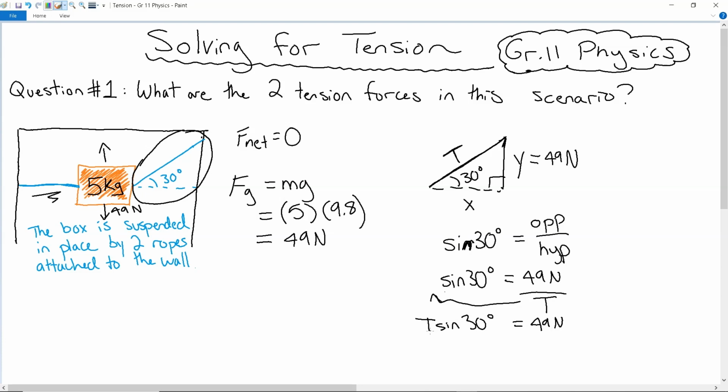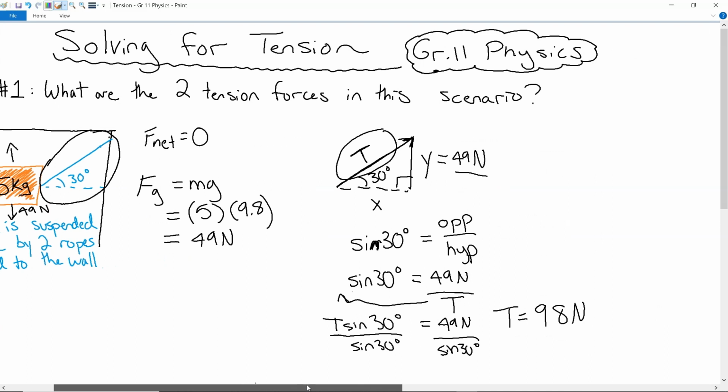And now we just need to get rid of sine on this side. So I'm going to divide by sine 30 on both sides. And it turns out that we get a nice clean number. The tension in our rope is 98 newtons. So we knew that the y component was 49 newtons, but the overall tension, that's combining the x and the y component, would be 98 newtons at this angle. So that's the first half of the question.